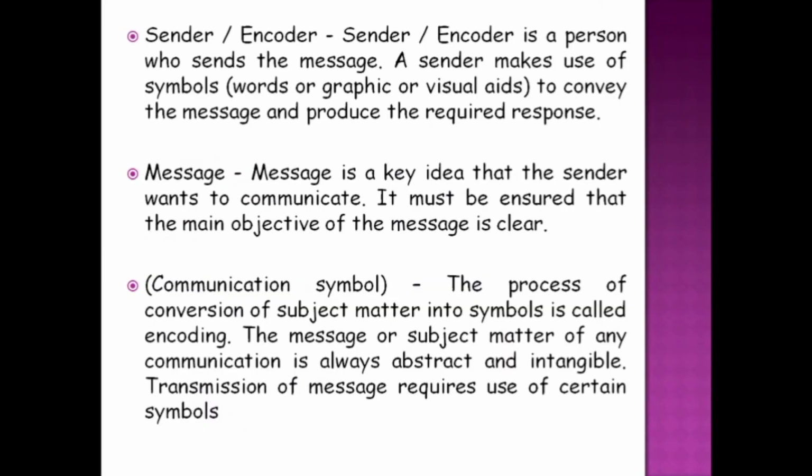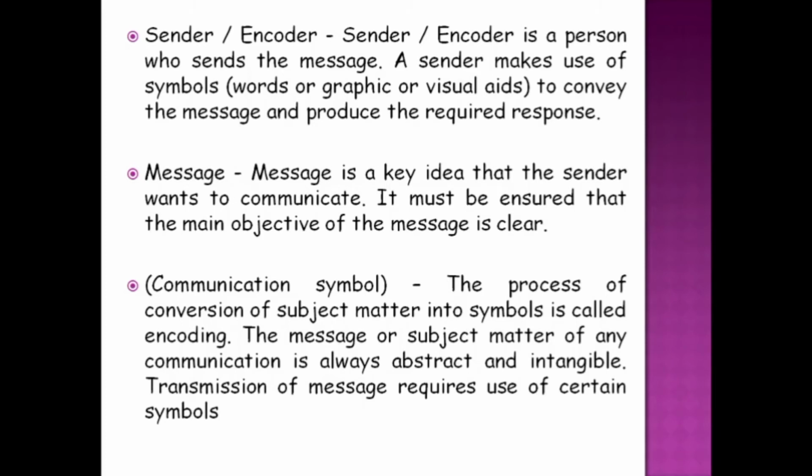So here we will discuss all the elements of the communication cycle in detail. Number four, the sender or the encoder. The sender or encoder is a person who sends the message. A sender makes use of symbols in the form of words or graphics or visual aids to convey the message and produce the required response. The message is a key idea that the sender wants to communicate. It must be ensured that the main objective of the message is clear.